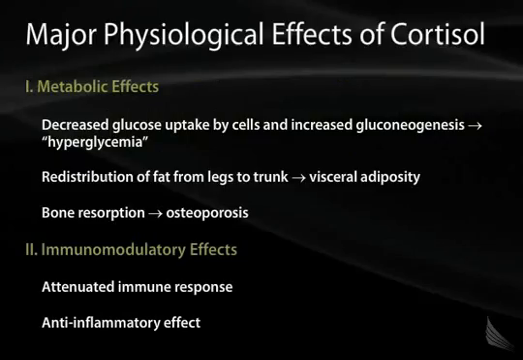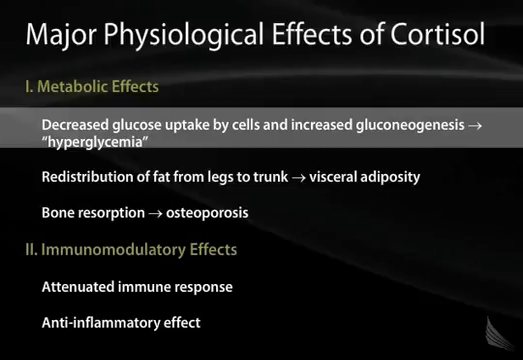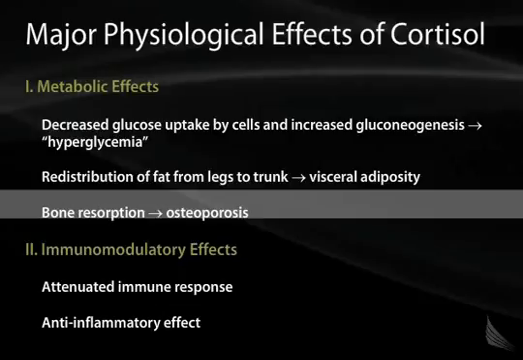Now let's switch gears and talk about the second axis inside the adrenal gland, which is the HPA axis, primarily driven by cortisol. The physiological effects of cortisol can be either metabolic or the more commonly known immunomodulatory effects. The metabolic effects can lead to diabetes, because cortisol decreases glucose uptake. It can redistribute fat from the legs to the trunk, leading to central adiposity. It can lead to osteoporosis, because cortisol can increase bone resorption.